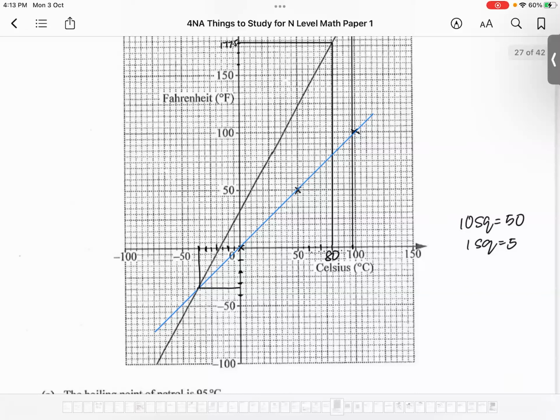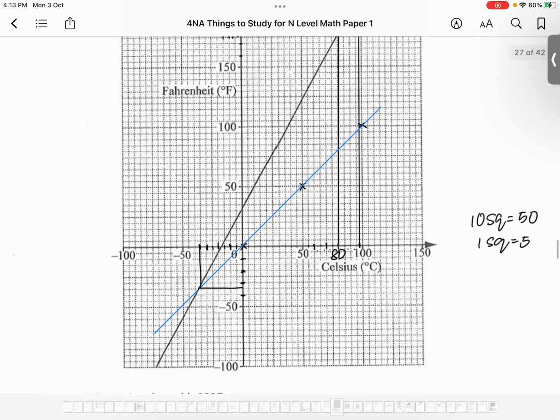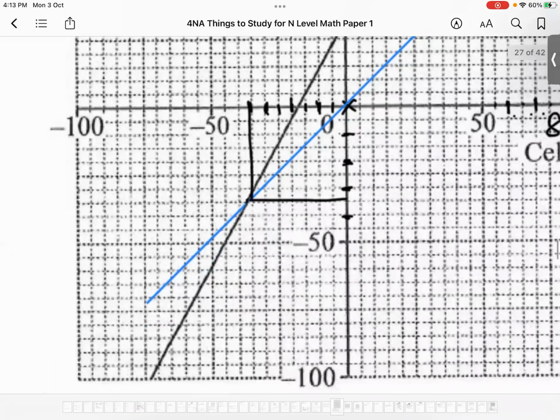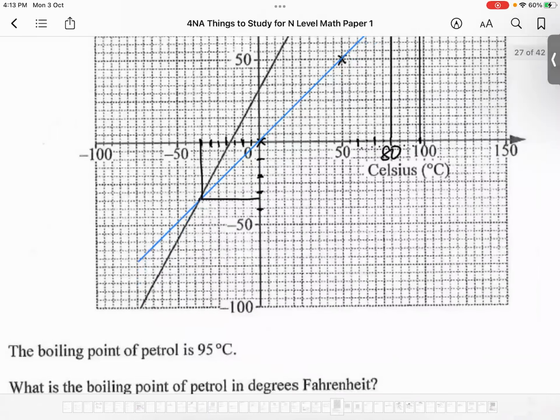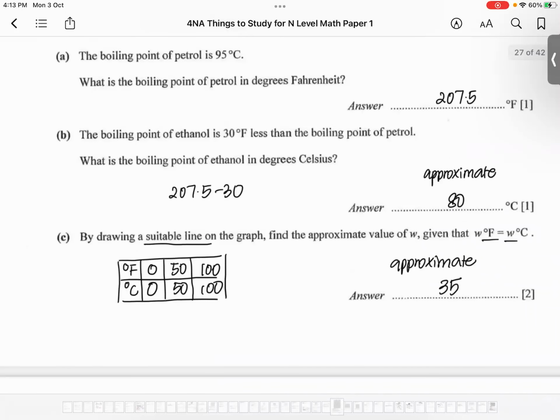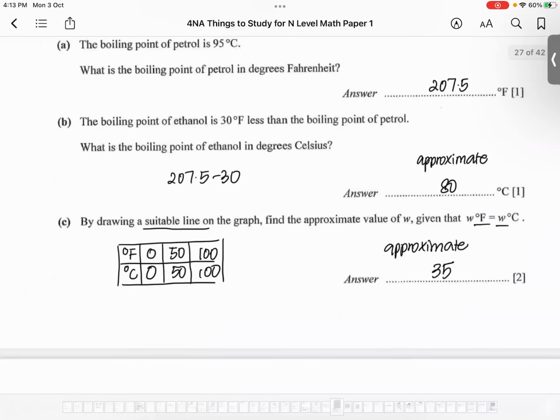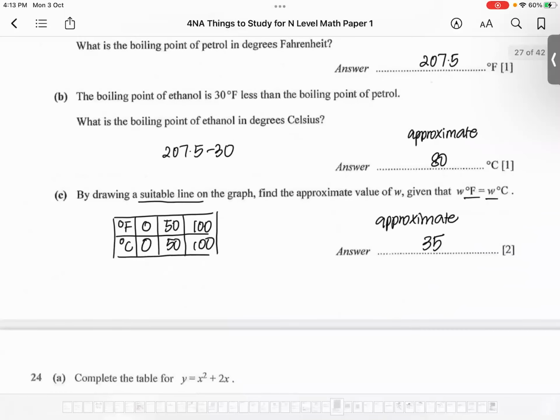Then they want to find the point where the degrees Fahrenheit and degrees Celsius are equal. So I look for the point of intersection. These two values are equal, then you estimate and count your units. I approximate it to be 35. I'm not very sure of the actual answer. So can you calculate? Try to find the number. This one is to use a suitable line.